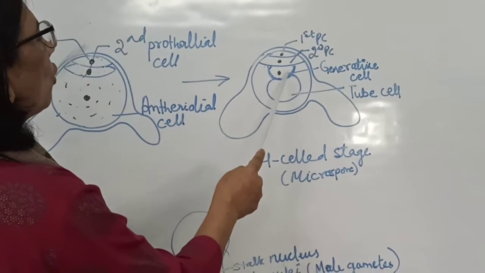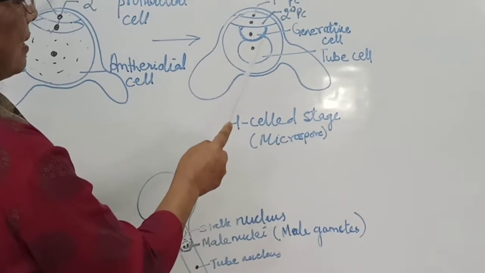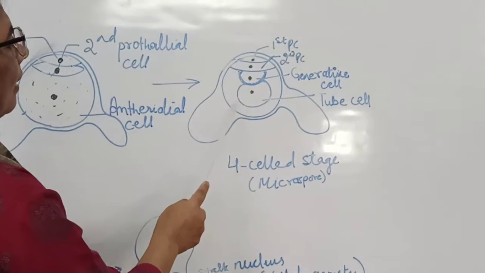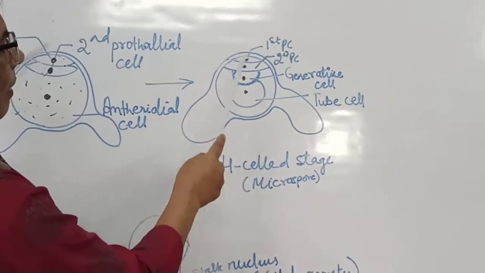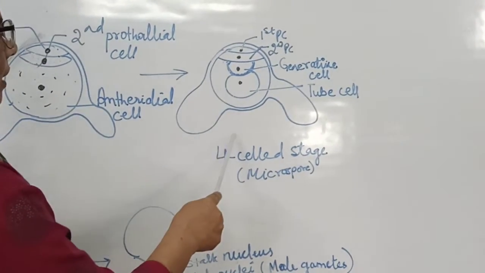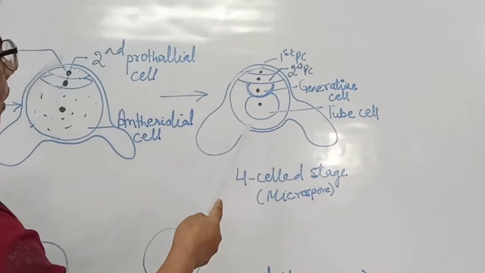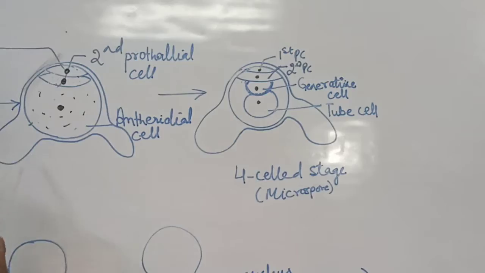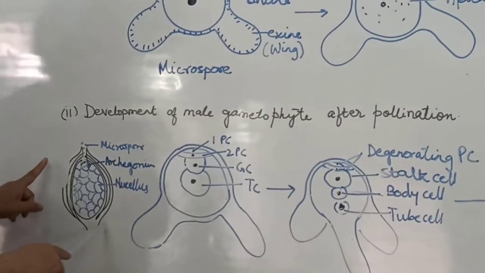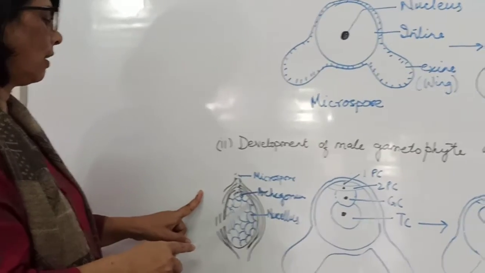This stage of microspore is known as four-cell stage, and it is at this four-cell stage that the microspore is shed from the microsporangium. That means the microsporangium splits longitudinally, and then the microspores are liberated out. With the help of wind, they are carried away to the megasporangium. So further development of microspore takes place in the megasporangium.